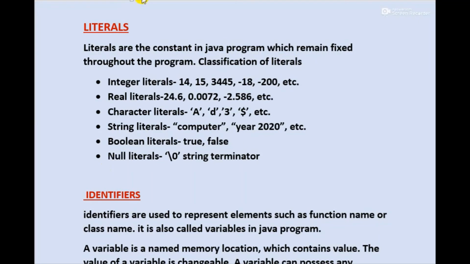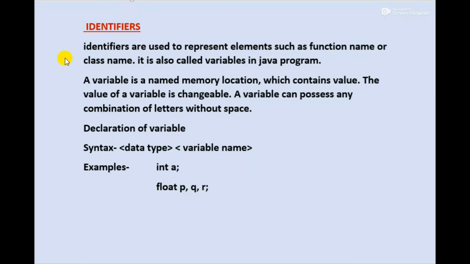The next type of token which we use in our Java program is the identifier. First of all, just understand the meaning of identifiers. Identifiers are used to represent elements such as a function name or class name. Whenever we use any user-defined function name or class name, that is known as an identifier, and that is also a type of token. These identifiers are also known as variables in a Java program.